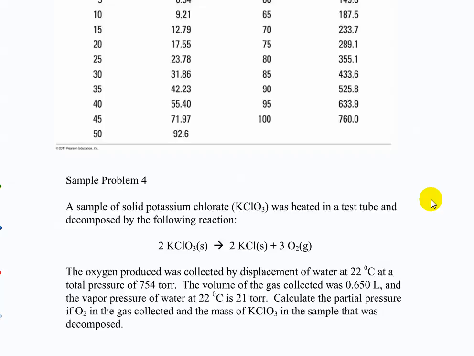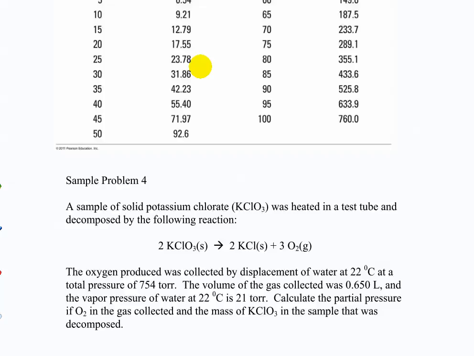What did I say? Okay, 754, thank you. The volume of the gas collected was 0.650 liters, and the vapor pressure of water at 22 degrees is 21 torr. So it's kind of in between these two here. Calculate the partial pressure of oxygen in the gas collected and the mass of the KClO3 that was decomposed.